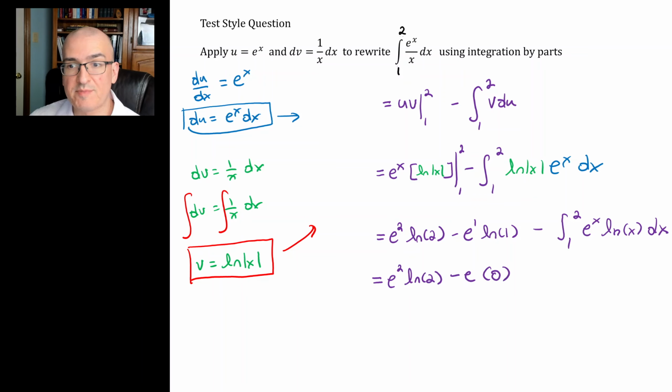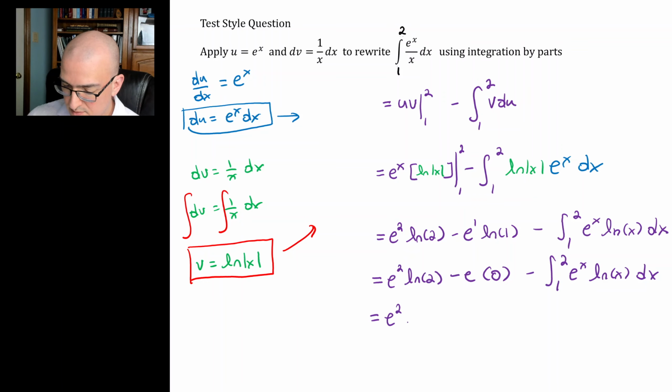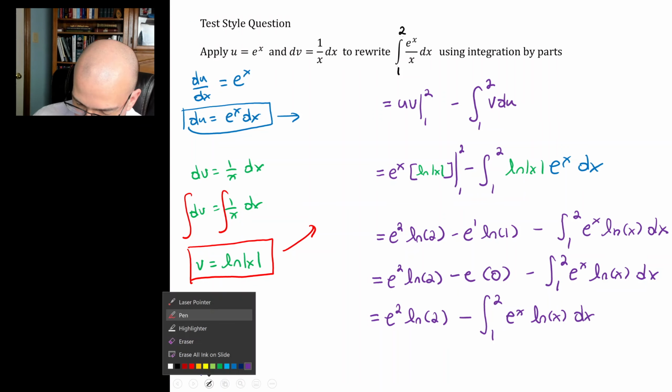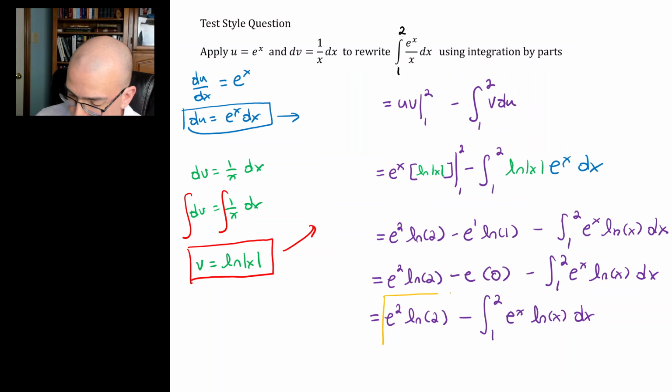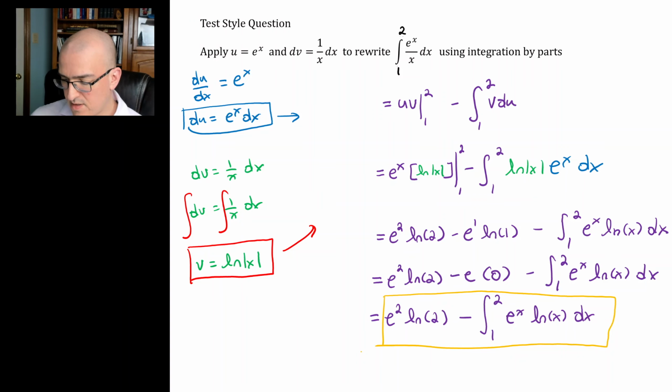Ln of 1 is 0, so that second piece is going to disappear. Just get rid of the e times 0, it's just 0. That's our answer. So we didn't fully solve because we weren't asked to fully solve. We were asked to use integration by parts once and see what we get. If you're curious about that last integral, the integral of e to the x times ln of x, and you want to try it, I wish you luck. And I wish you not to waste too much time trying to.